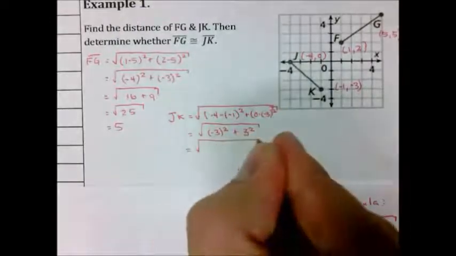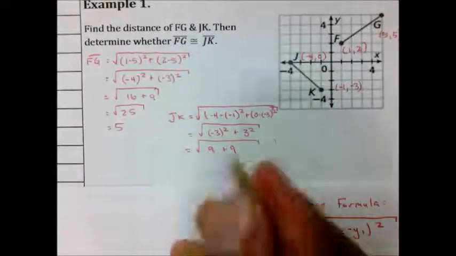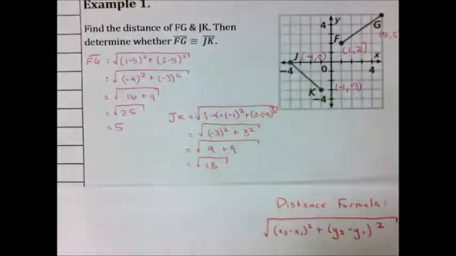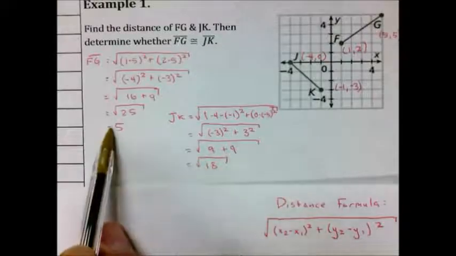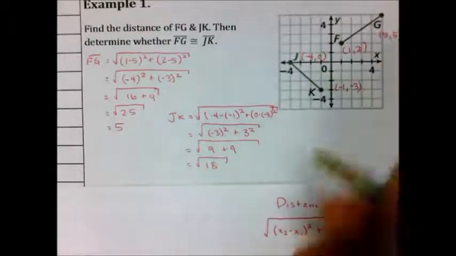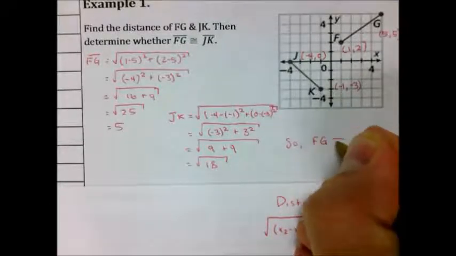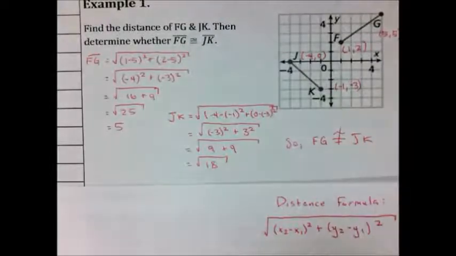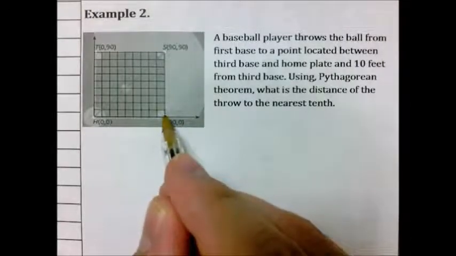We can already see something's going to be different. 3 squared is 9, and 3 squared is 9. Sorry, negative 3 squared is 9. And we get the square root of 18. And there's no number that goes into 18 evenly, but we do see that the square root of 18 and the square root of 25 are very different, right? And so we can therefore say line FG is not congruent to line JK.